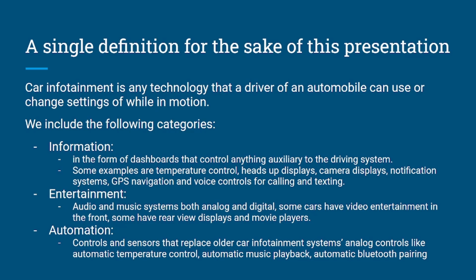Then there's also automation. So there's controls and sensors that replace older analog controls. So for example, now you have this one temperature control where you can set the ambient temperature within the car instead of the temperature that's coming out of your heaters or AC. So you can sort of just set it and forget it.